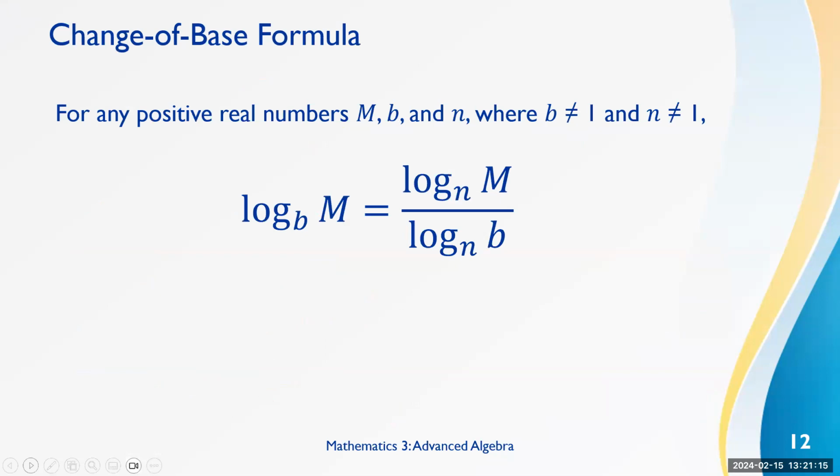Next, we are done with the 3 rules. Again, we have the product rule, the quotient rule, and the power rule. This time, the change of base formula is also essential for us to simplify and evaluate our logarithmic functions further. So what does this change of base formula say? This formula applies for any positive real numbers m, b, and n such that your base is not equal to 1 and your n is also not equal to 1.